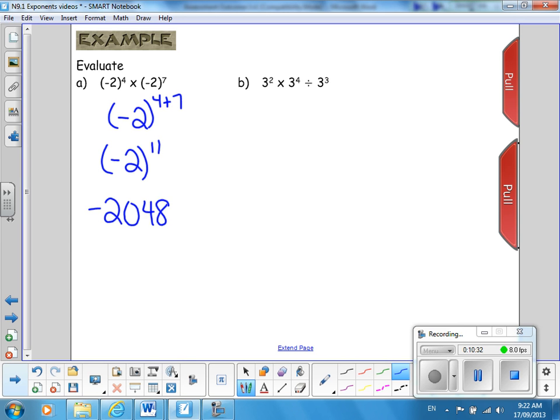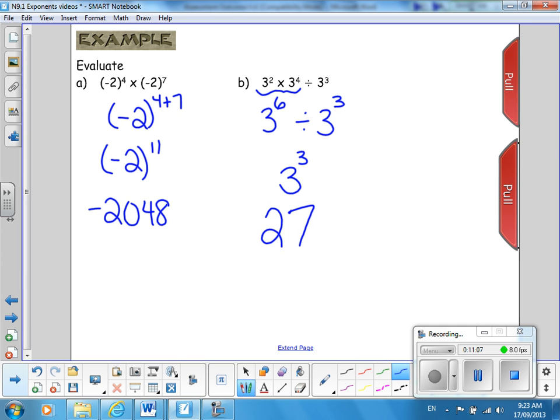If we look at the second one here, we have multiplication and division of same bases. So let's simplify this. Working left to right, we are multiplying same bases, so we can add the exponents. 2 plus 4 is 6. Then we're going to divide by 3 to the exponent 3. When we're dividing same bases, we subtract exponents. 6 subtract 3 is 3. Evaluate 3 to the exponent 3 is 27.